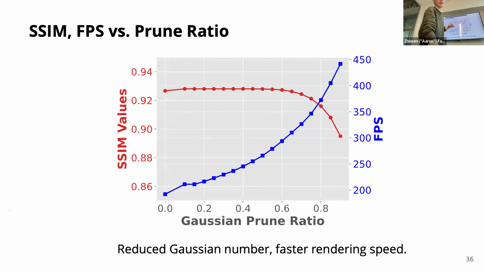we can have the importance score in 3D. And now we can see the x-axis is the Gaussian point ratio, and the y-axis is, for the red curve, the SSIM value. We can see even if we prune nearly 60% of the Gaussians, we still preserve the visual quality very well, which means the original model is quite redundant. If we look at the blue curve, after pruning, the FPS is consistently improving. So that's why we want to prune as much as possible.